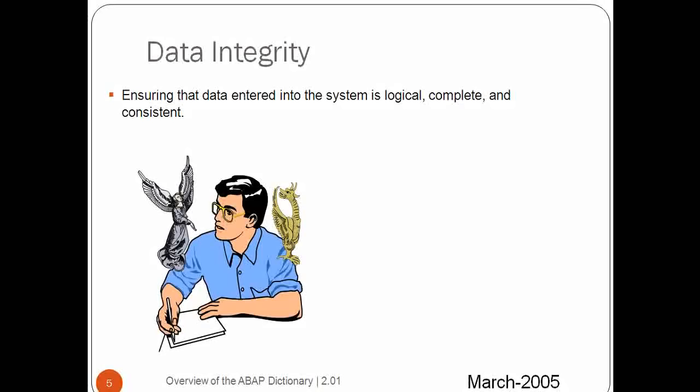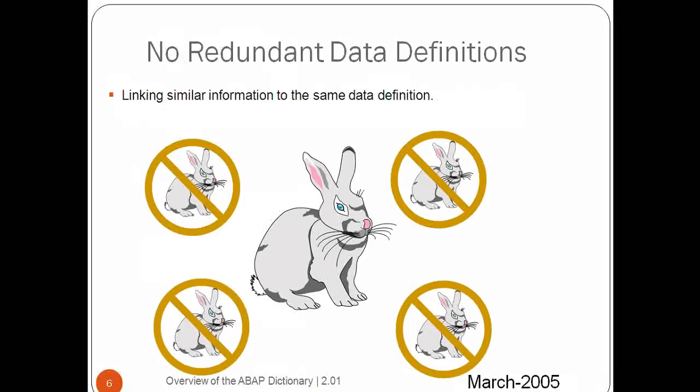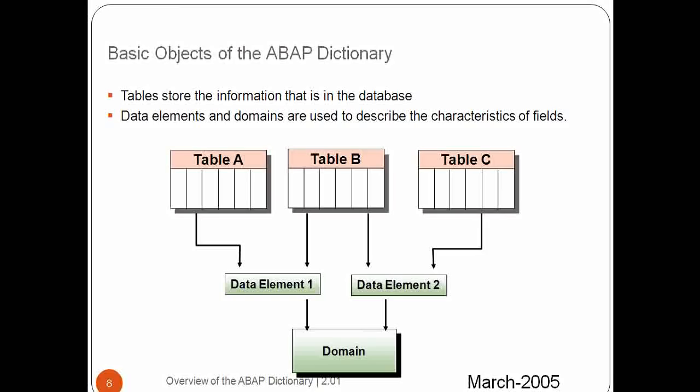Data integrity we have covered. Node redundancy. Integration with the above workbench, so you can navigate easily. Basic objects of the ABAP dictionary. Now we are directly jumping into the screens. What are the basic objects of an ABAP dictionary? Tables store the information in the database, then data elements and domains.